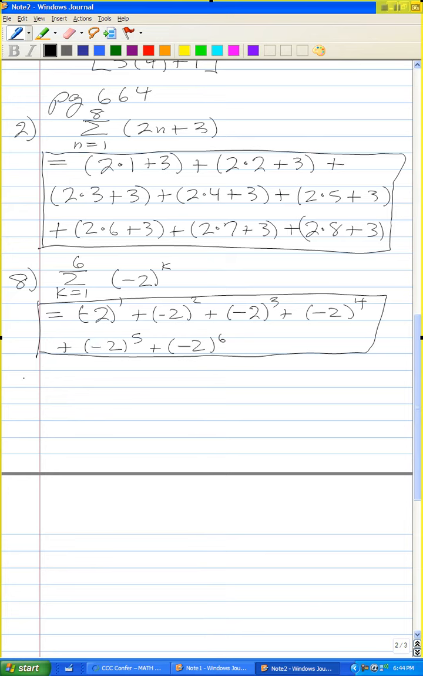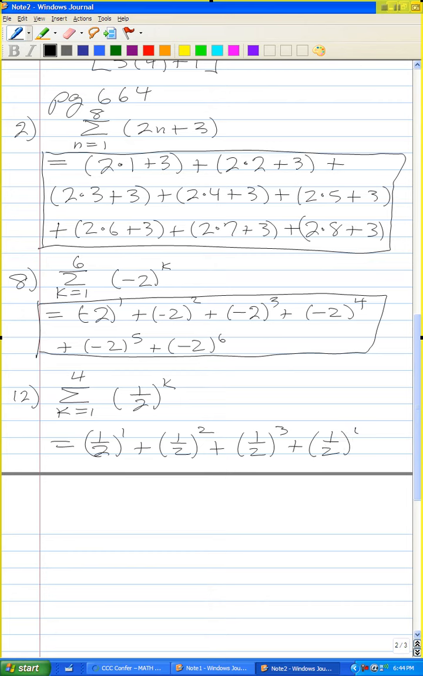Let me do problem number 12. Sum, k equaling 1 to 4 of 1/2 to the k. So this is equal to 1/2 to the first, second, third, fourth. And that is what this notation means, this summation.